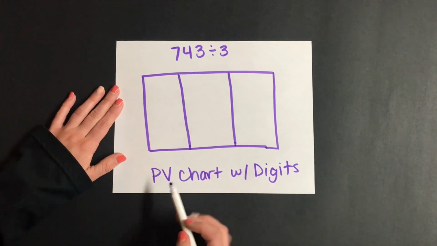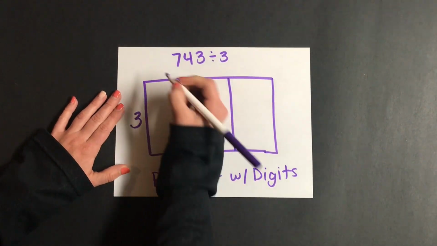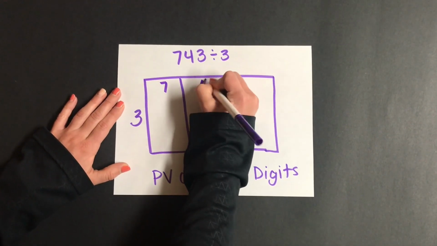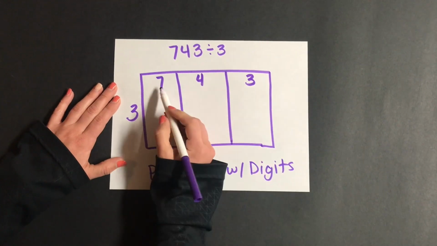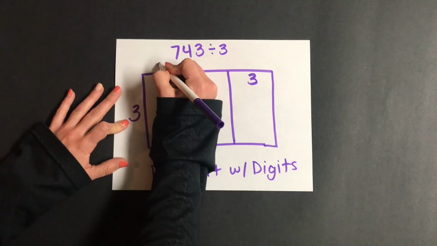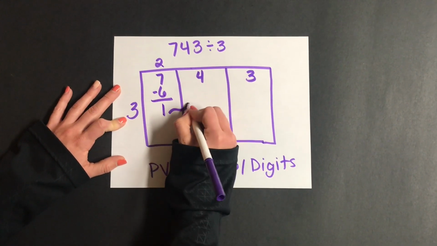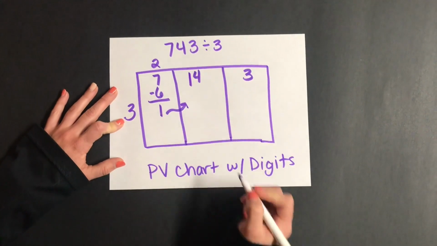Okay, so I'm gonna do the same problem again, but this time we're gonna do it with just the digits. So I tell my kids that I'm getting lazy, and then I know this is the hundreds place. I know that's the tens place and the ones place, so I'm just gonna write the digit instead of the whole value. So 3 times 2 is the closest I can get to 7. That gives me 6. And then what's left goes to the next place value.